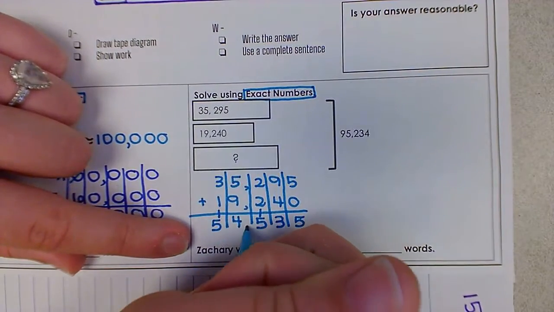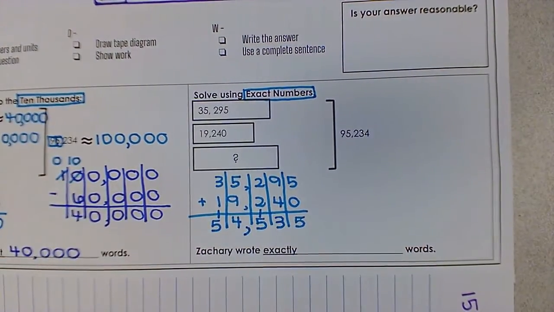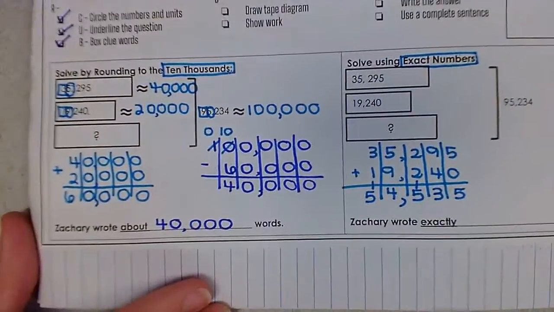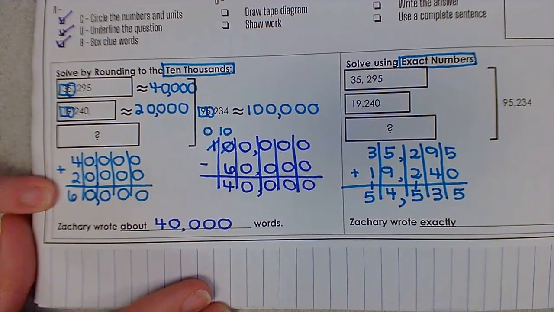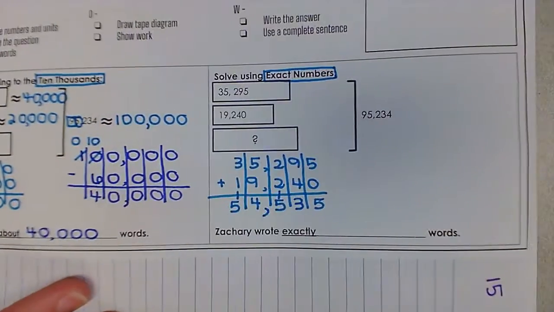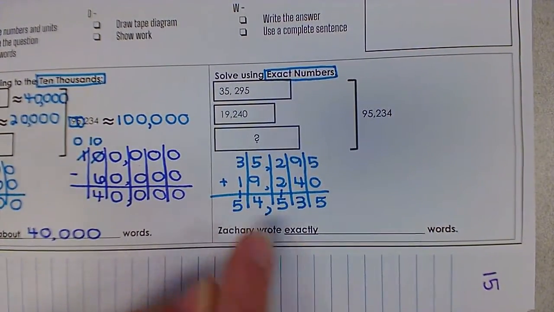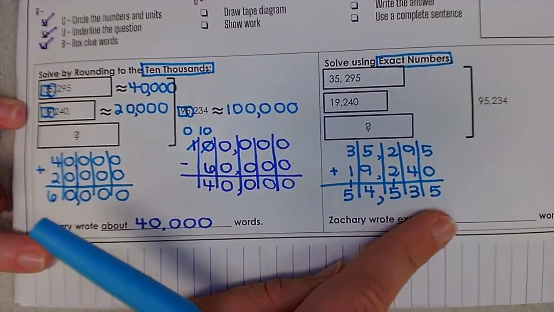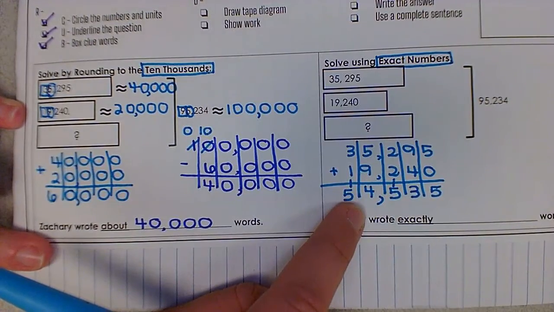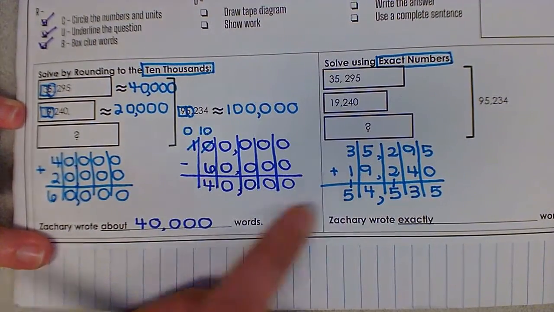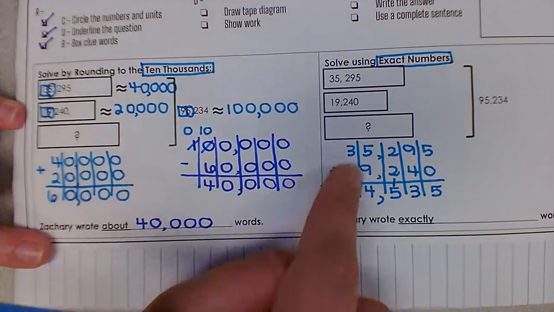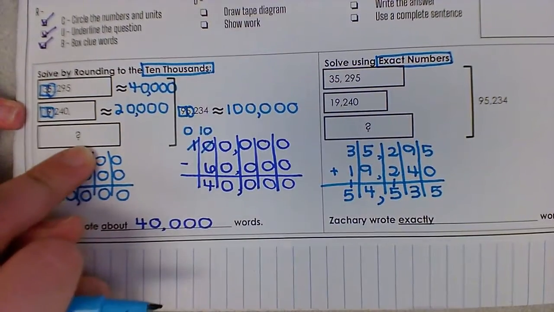1, 2, 3, wee! When we rounded, we had about 60,000 words combined in those 2 months. When we're finding the exact numbers, it was 54,535. I mean, we're pretty close, but if I rounded up 54,000 to the nearest 10,000, it would be 50,000, not 60,000. So I'm getting a little nervous about my reasonableness here.